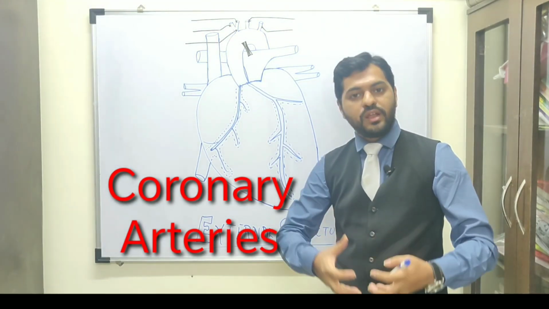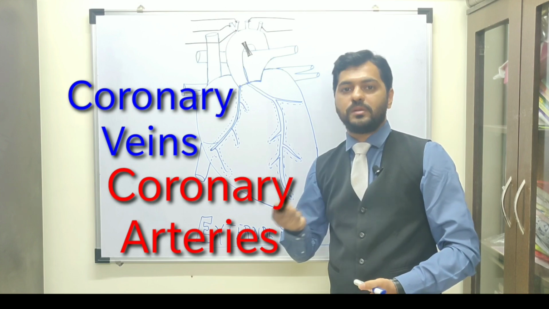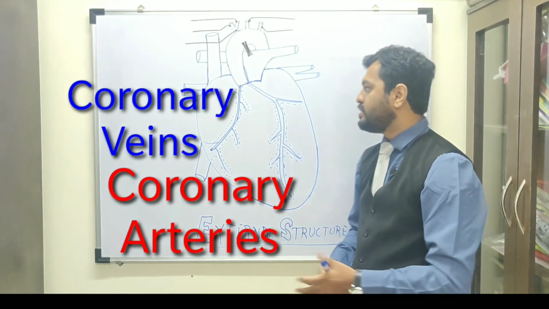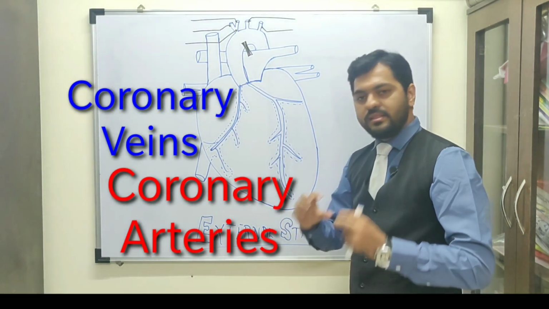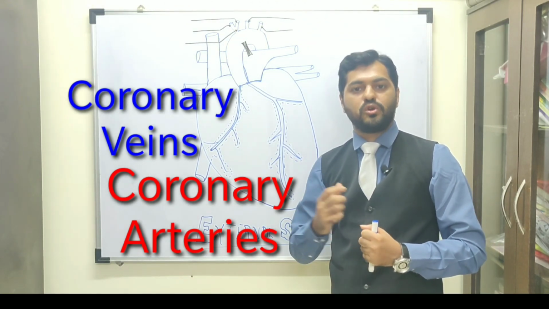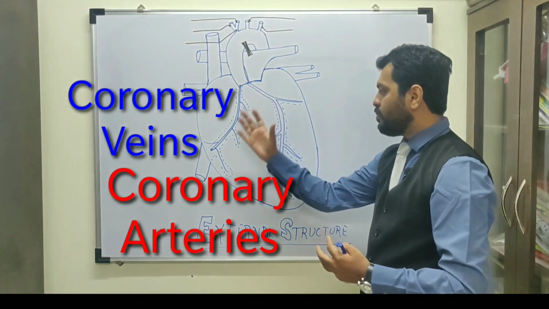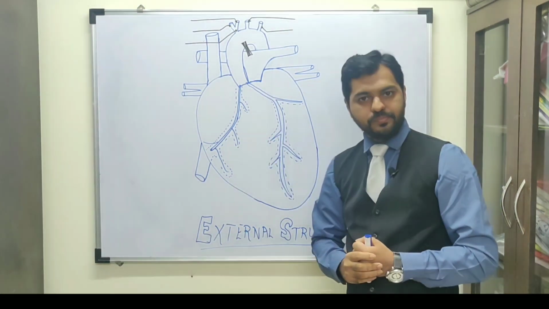In exchange, there are certain coronary veins which take the deoxygenated blood from the heart muscles and open into the right atrium. The coronary veins open into the right atrium through an opening known as the coronary sinus, but that is observed internally. Externally we observe the structures that are present.